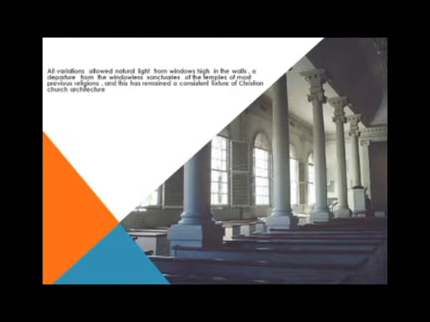All variations allowed natural light from windows high in the walls, a departure from the windowless sanctuaries of the temples of most previous religions, and this has remained a consistent feature of Christian church architecture. Formulas giving churches with large central areas were to become preferred in Byzantine architecture, which developed styles of basilica with a dome early on.